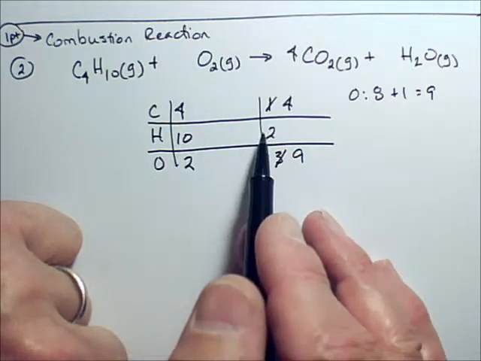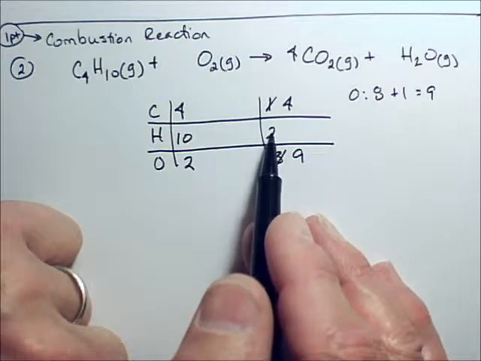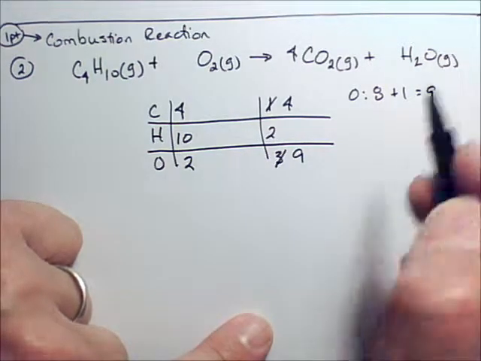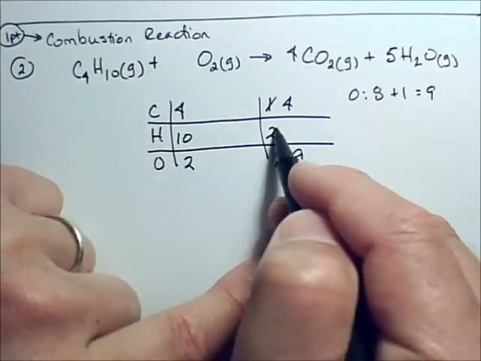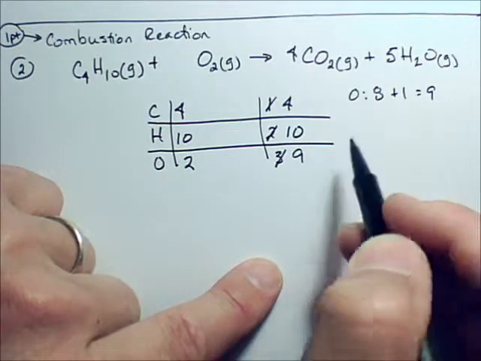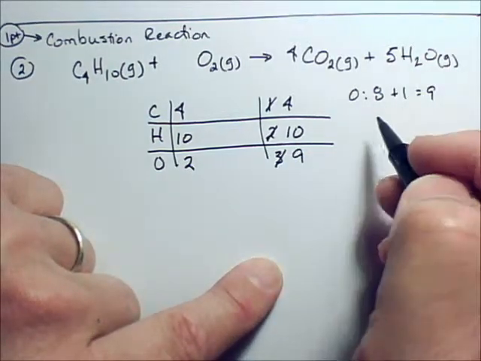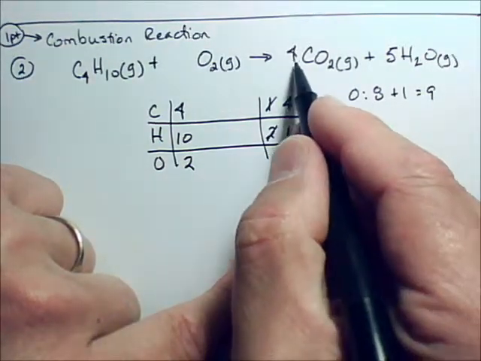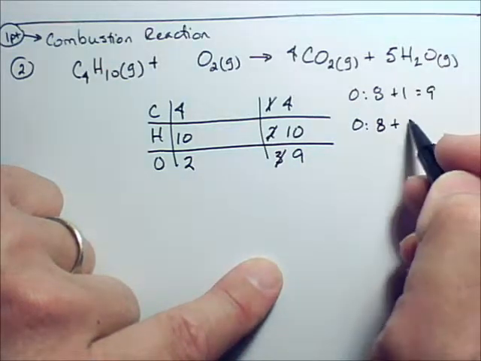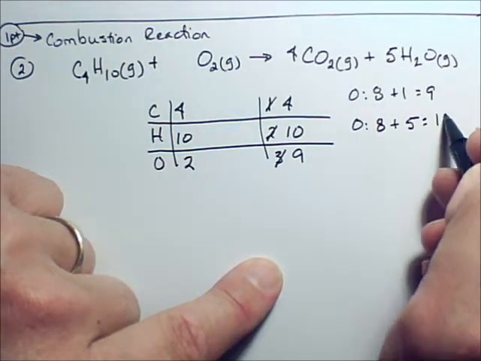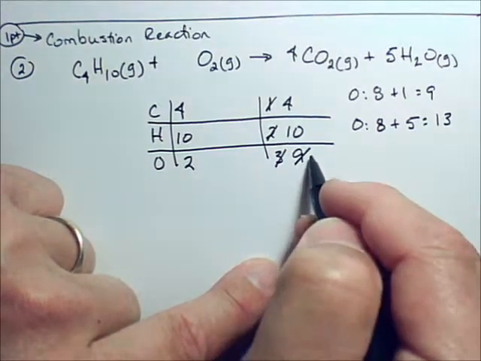I've got 10 on the left and 2 on the right. I can't change subscripts. I can only change coefficients. So I could put a 5 here. Good. So that'll give me 10 hydrogens, and it's going to change the oxygens again. So 4 times 2 is 8. 5 times 1 is 5. That gives me 13 oxygens at the moment.